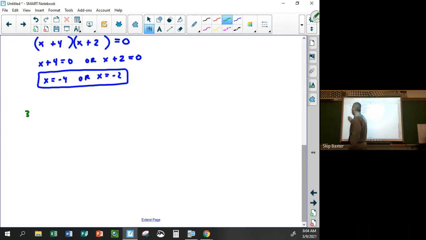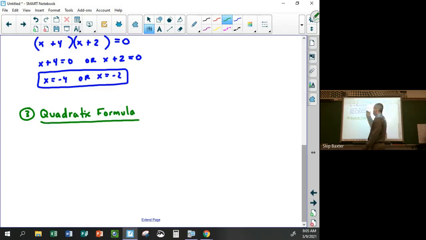The third method was the quadratic formula. Because again, maybe it's not factorable. Maybe you can't find two numbers that multiply to give you this and add to give you that. That's possible. You could have a quadratic that's not factorable. And that just corresponds to the situation in which the answers you're going to get aren't going to be whole numbers or even rational numbers. Maybe they'll be like square root of 7 or something weird.